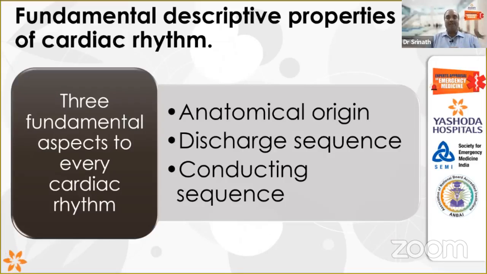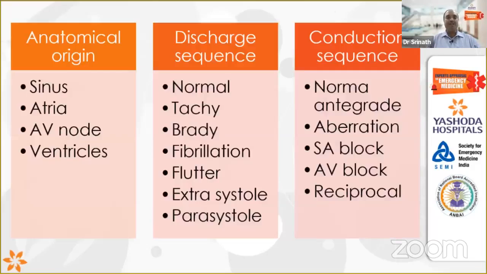To tell you more, whenever the discharge sequence is normal, when you see everything in a normal way, the heart rate is less than 90, the P waves are seen, the PR intervals are normal, QRS complexes are normal, ST elevation is not there, and the T wave formation is there, that is normal sinus rhythm. Now you may ask me, what is the PR interval? What is the QRS interval?